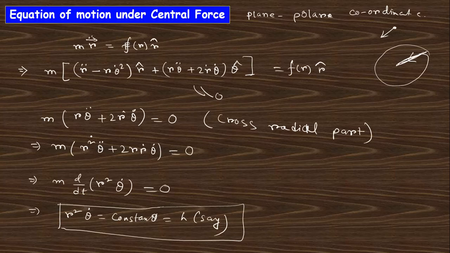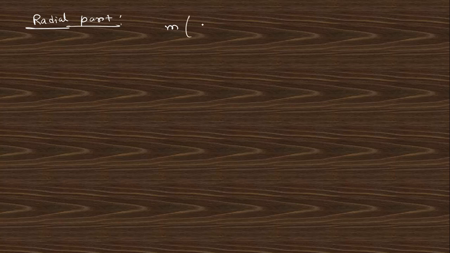The radial part says m r double dot minus r theta dot square. So m (r double dot minus r theta dot square) is f of r. Clear? So this can be written as r double dot minus r theta dot square equals f of r by m.